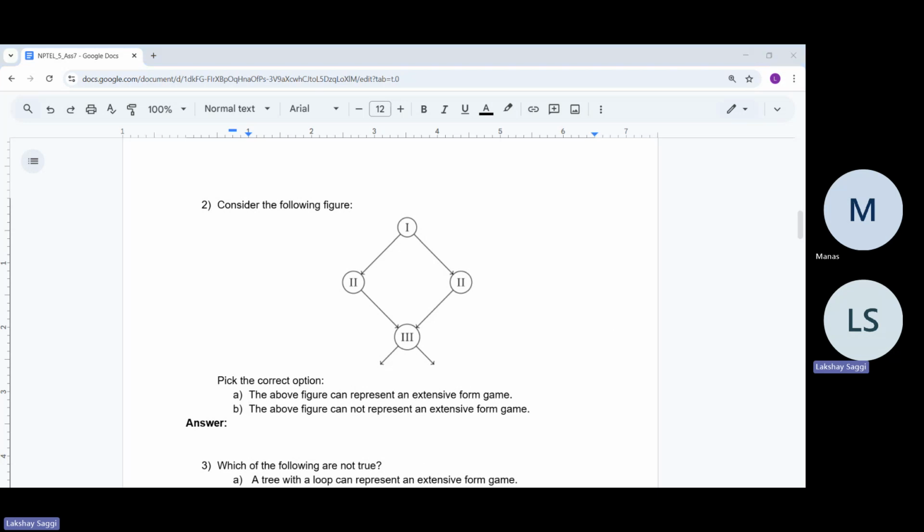So what do you think, Manas? Do you think that this can represent an extensive form game or can it not? Okay, so Manas says that this cannot represent an extensive form game. And why do you think so, Manas?